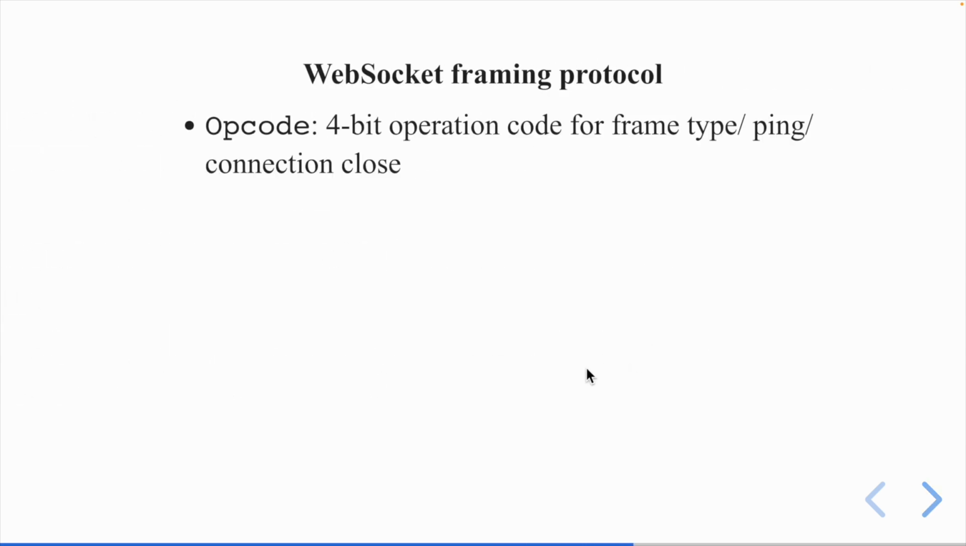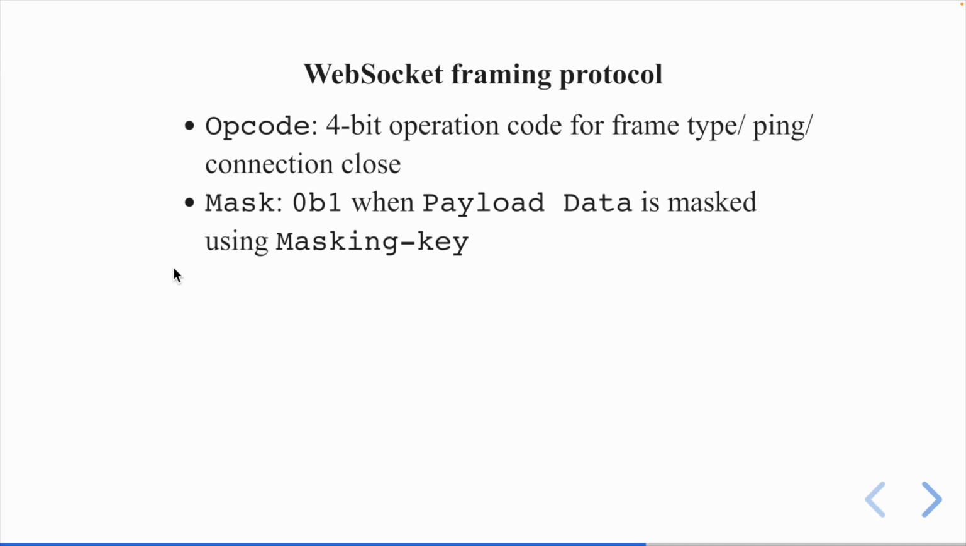The opcode is a 4-bit operation code to specify the frame type, ping or pong, or connection close, used for the close frame. The mask specifies whether the payload data is masked. If it is masked, the masking key should be 4 bytes. Otherwise, it doesn't exist.